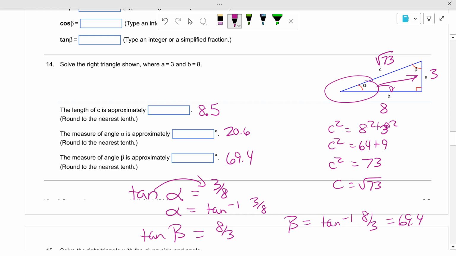Because let's think about it. If there's a 90-degree angle there, how many degrees are left in the triangle? 90 to be shared between two of these. So once you find the other one, you know the other one is whatever 90 minus that is. Okay? All right.